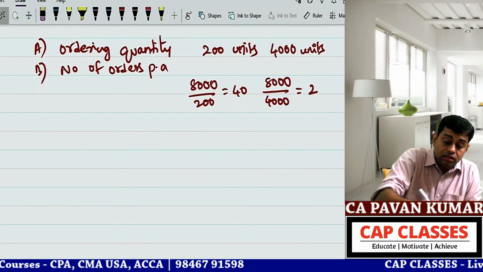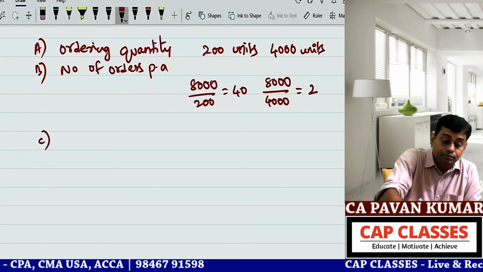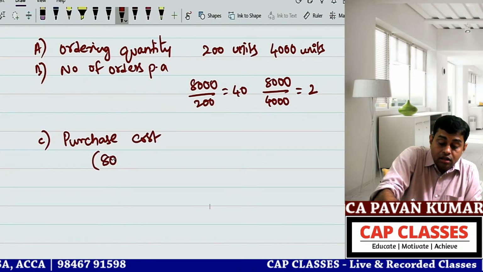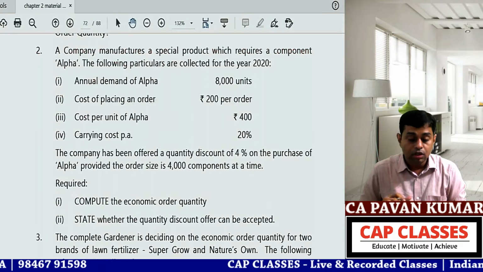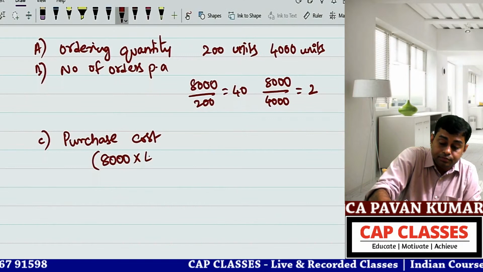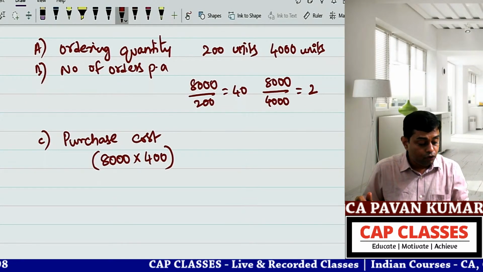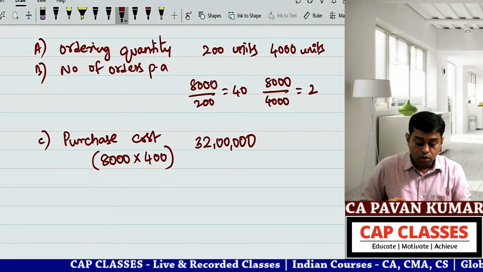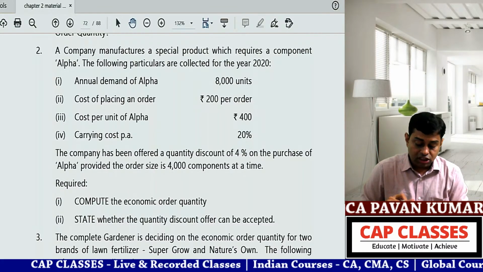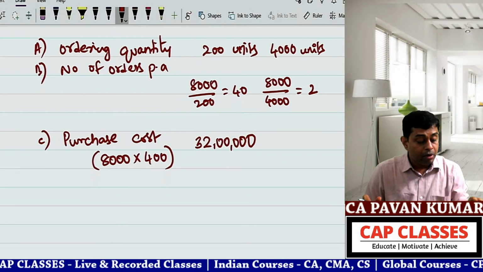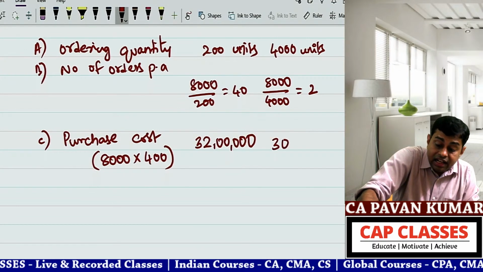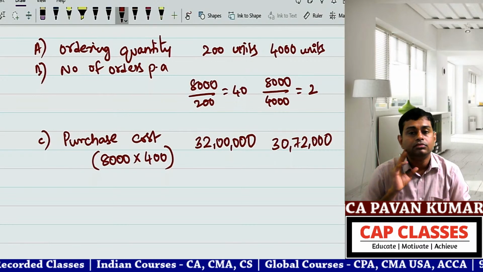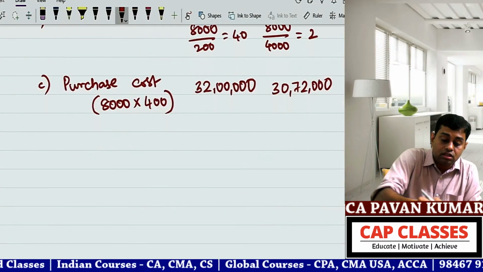Okay. Now C. Purchase cost. So how many units you are buying? 8,000 units you are buying. Correct? What is the cost per unit? 400. So 8,000 into 400. How much? 32 lakhs. So if you are buying 4,000, they are offering you 4% discount. So 32 lakhs minus 4% discount. So it is 30 lakhs 72,000 is the purchase cost. Why? I have taken 32 lakhs minus 4% discount. 30 lakhs 72,000. This is purchase cost.